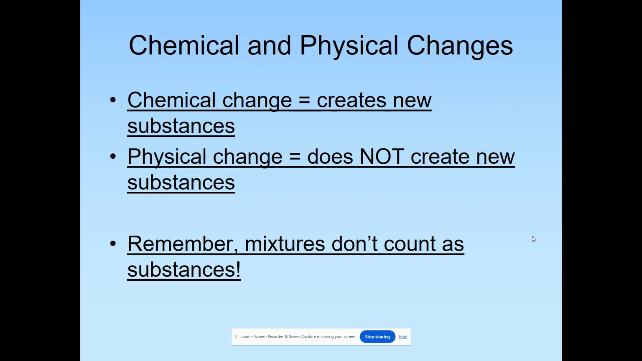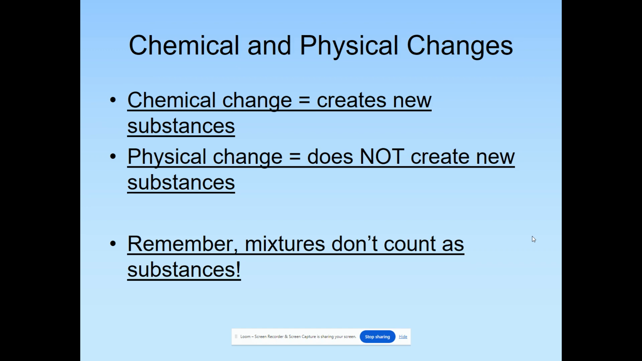So, the key idea is that a chemical change creates a new substance while a physical change does not. So, that means in order to decide if something is a physical or chemical change, you just need to ask one question. Does it create a new substance?